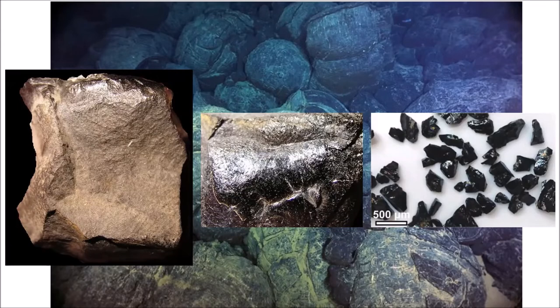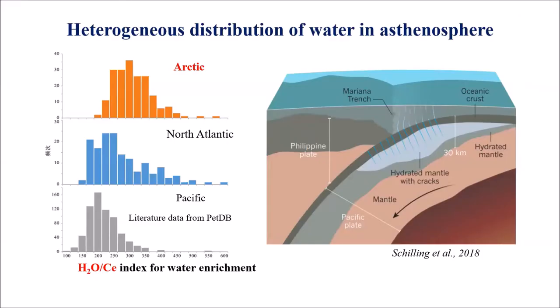There has actually been quite a lot of water data published for MORB. So out of curiosity, I went to look at global MORB data from PetDB. We use water to cerium ratios as the index for the water enrichment in the MORB mantle. Interestingly, we found that the water distribution in the asthenosphere is highly heterogeneous. We can say the Pacific mantle is dry and the Arctic mantle is wet.